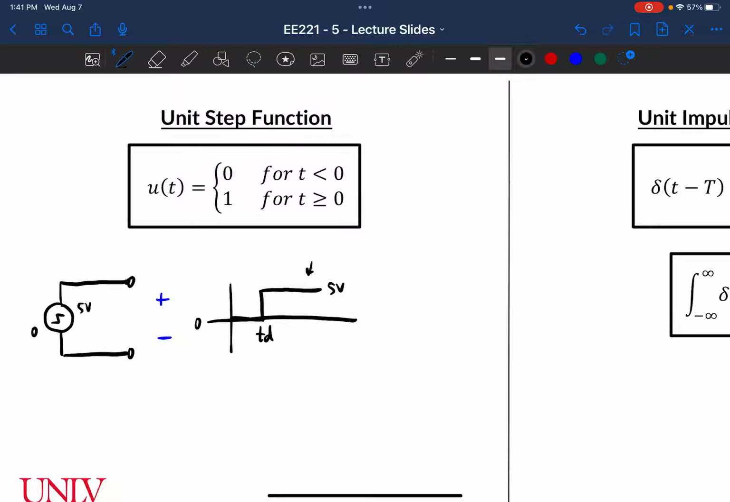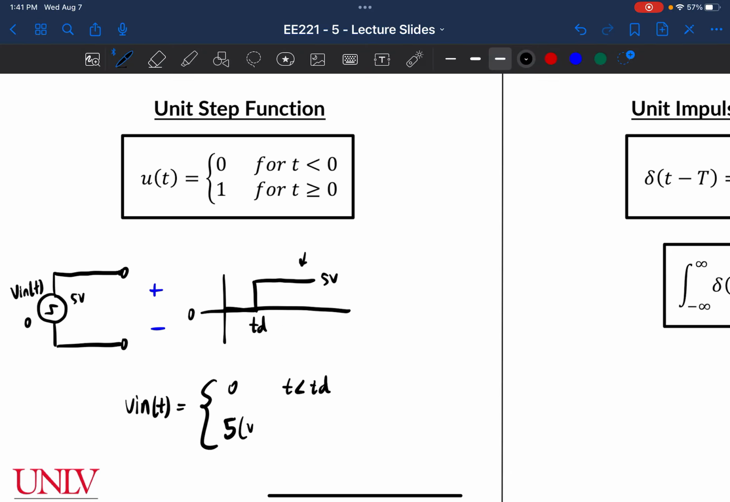And so we would represent that in the time domain. Let's just call this Vn of t. We would have represented that Vn of t as a piecewise expression that's basically 0 for t less than TD, and then it's 5 volts, or 5. Let's just put the V in parentheses so we know it's units of volts, but it's really just 5 for t greater than or equal to TD, okay? And so that's how we would express this.